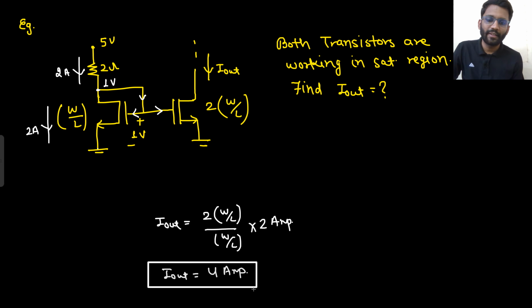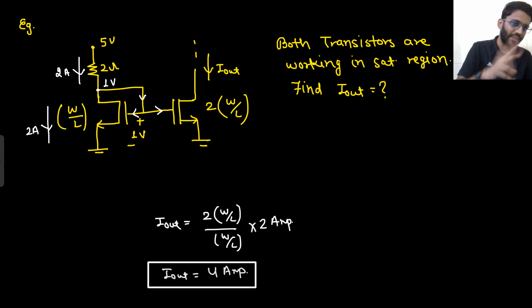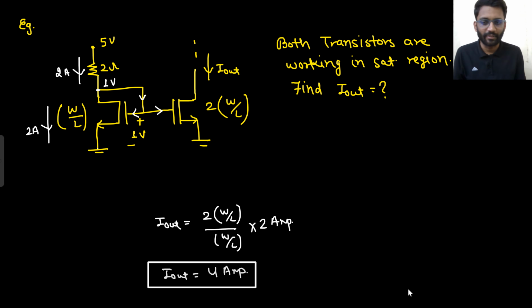You just need to go by the W by L ratio. 2 ampere current is flowing. If the W by L is doubled, current will be doubled. If W by L is tripled, the current will be tripled. If W by L is half, the current will be half. 2 ampere half, 1 ampere. 2 ampere double, 4 ampere. 2 ampere triple, 6 ampere. Are you getting this point? But make sure both the transistors are working in saturation region. That is the most important point. That's it. That was the complete analysis.